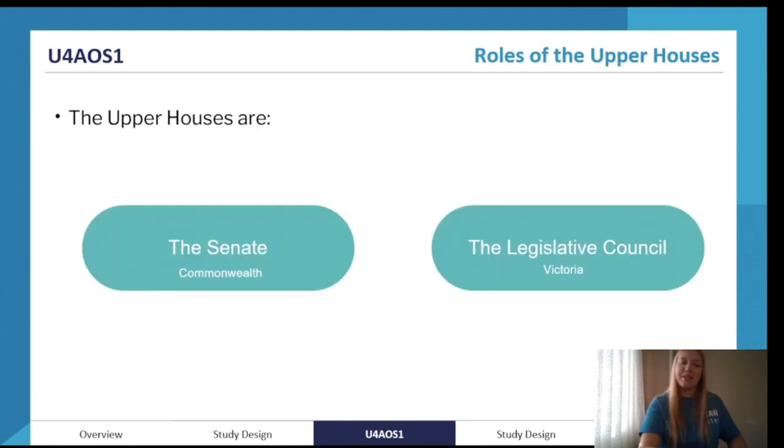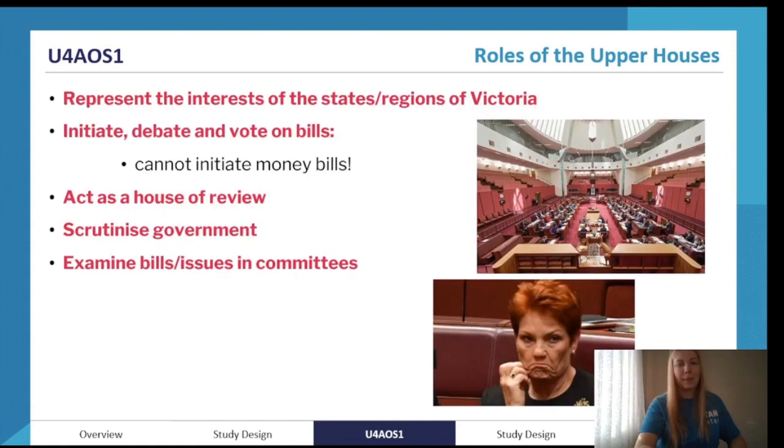So, the upper houses, as we discussed, it is the Senate at the Commonwealth level, and at Victoria level, it is the Legislative Council. So, what does the upper house actually do? Well, there's a lot of overlap. We see some of the same things, acting as a house of review, reviewing laws. We know this is more the upper house's role than the lower houses. Scrutinizing government also more commonly happens in the upper house than the lower house.